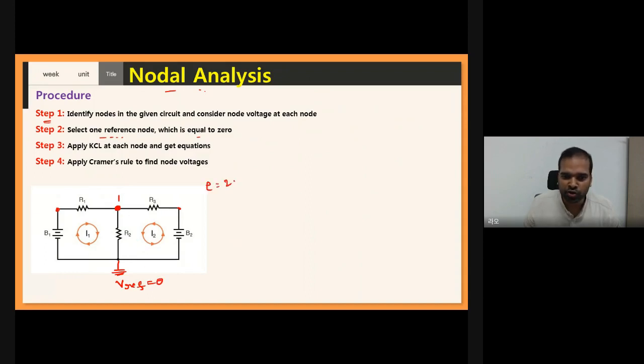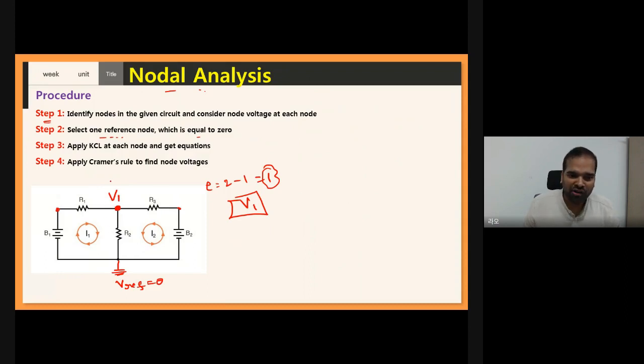Now, how many nodes do you have in this circuit? 2 nodes. Therefore, 2 minus 1. How many equations will you get? 1 equation. So 1 equation means you will find one node voltage, V1. I can consider this is V1. This is my node.